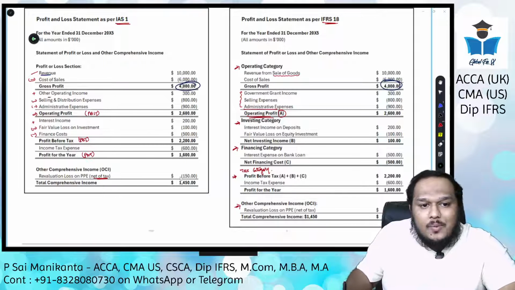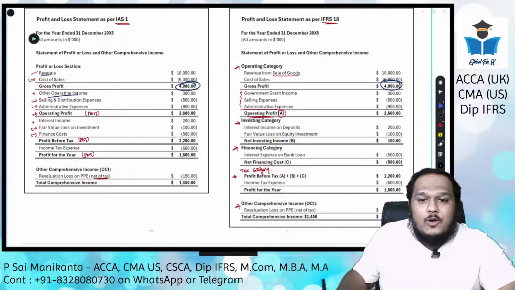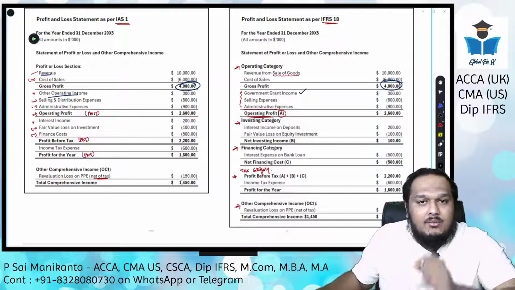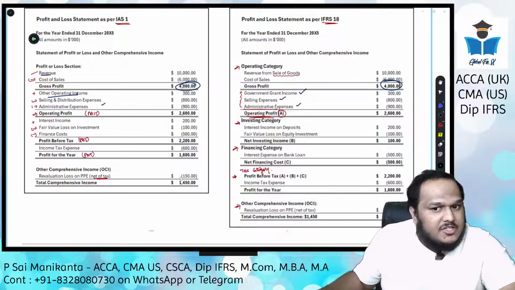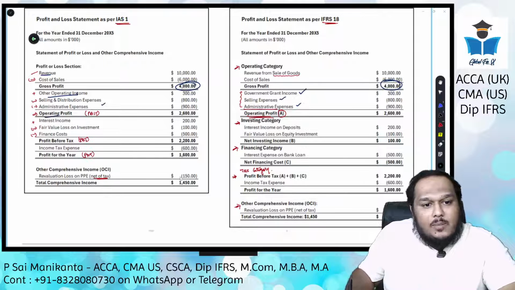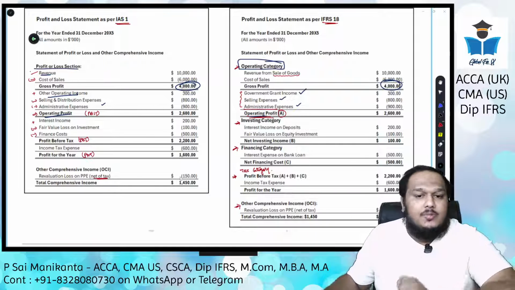Then you have other operating income. Here the label is other operating, here it is government grant income. A clear description should be there. Selling and distribution, selling expenses. Administrative expenses. Now here it was operating profit, here also operating profit, but here in the profit and loss section, here it is the operating category. Category-wise subheadings should be there.